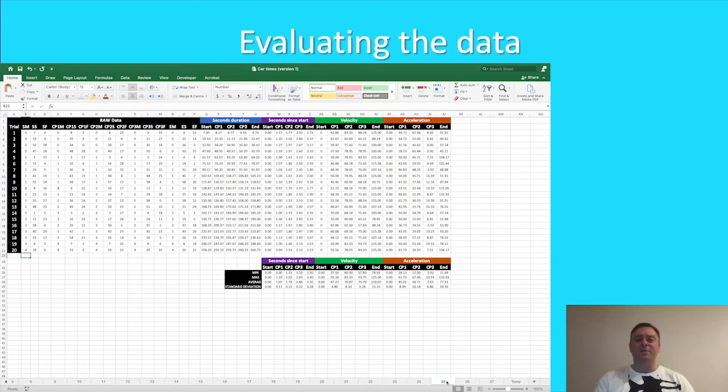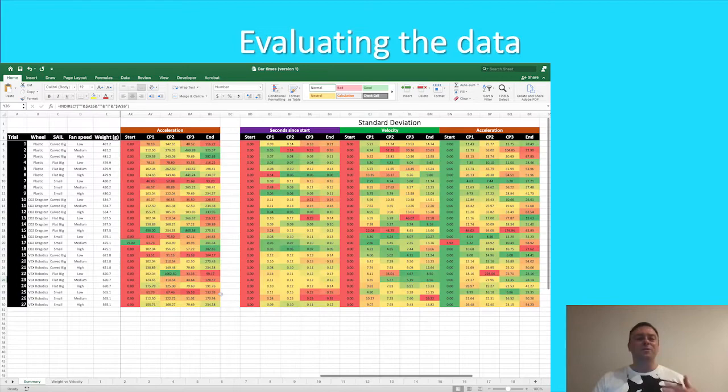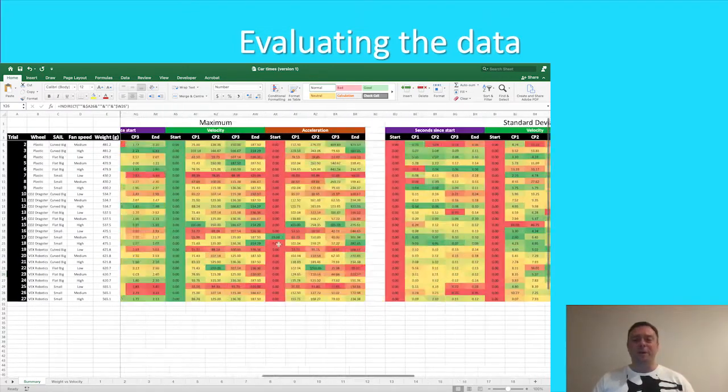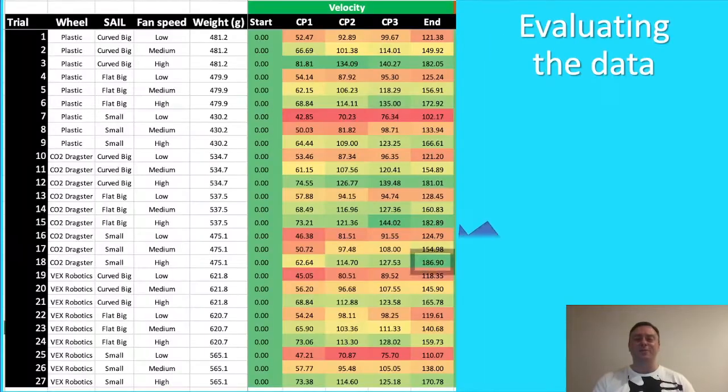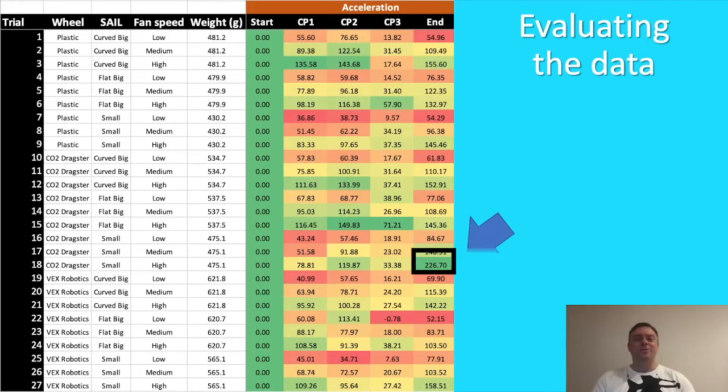The data from each experiment was then inserted into a summary table to show the max, min, and average times. Initially, only the velocity and weight was to be compared, but because of the multiple checkpoints, the potential to find average velocity and acceleration allowed for stronger insights. Trial 18 was by far the fastest velocity between checkpoint 3 and the end. It also had the best acceleration all the way to the end of the race.